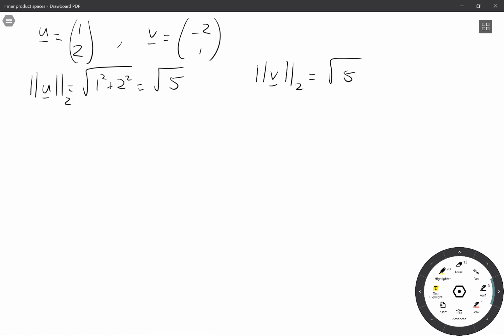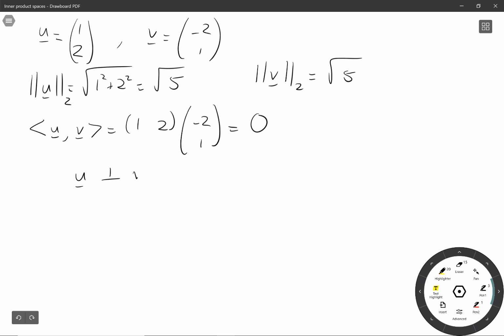And if we think about the inner product between u and v, that is u transpose times v, so that is the row vector (1, 2) times the column vector (-2, 1), which is 0. So u and v are orthogonal, which I might sometimes write like this.